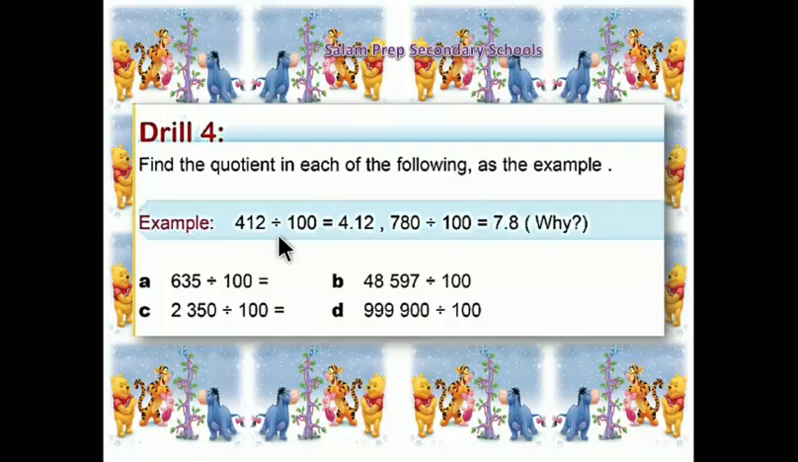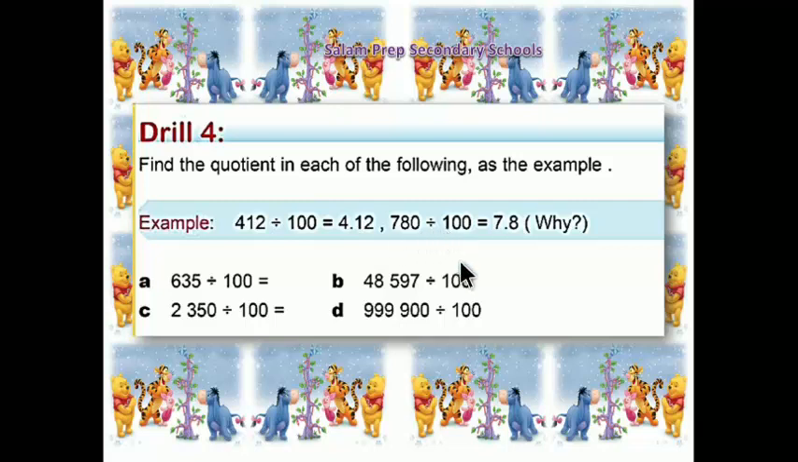412 divided by 100 equal. We can write the answer in the form of decimal number. Please put decimal point beside 2. Now 100 has 2 zeros, so we will move backward, move to the left 2 steps. 1, 2. So I will put decimal point here. The answer is 4.12.